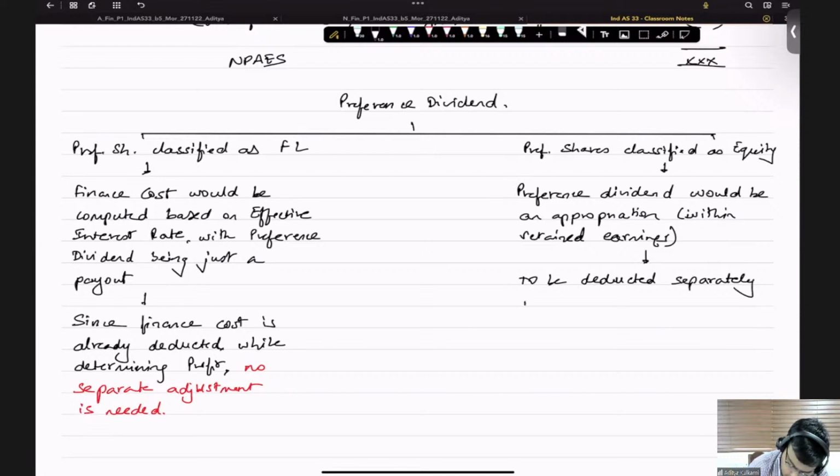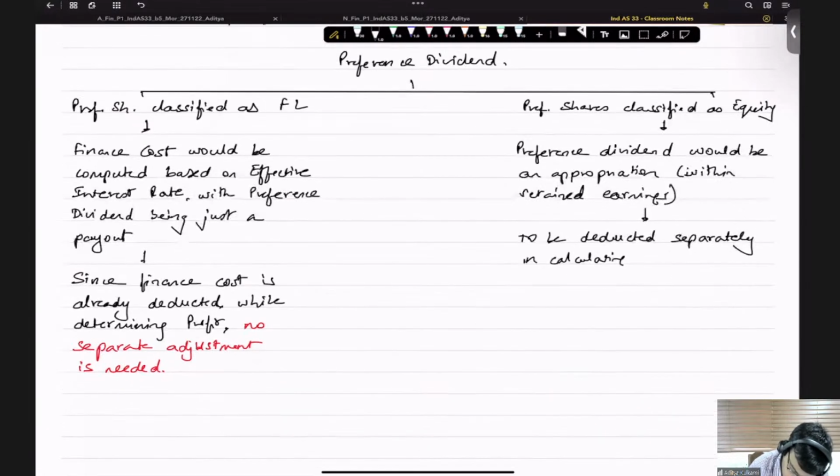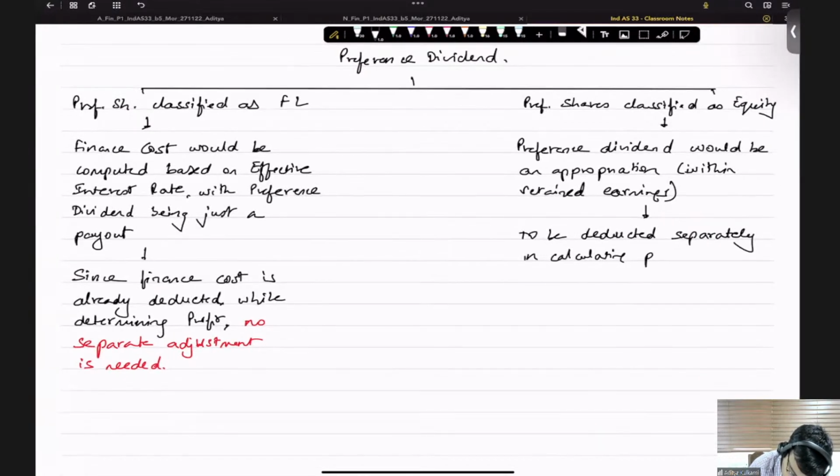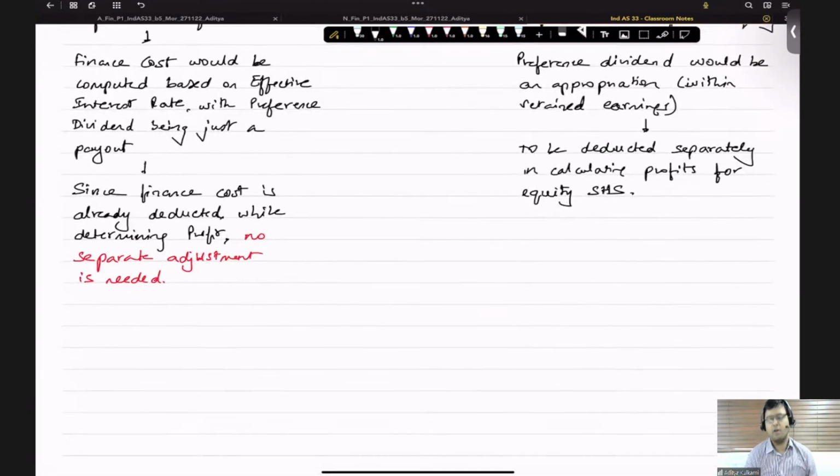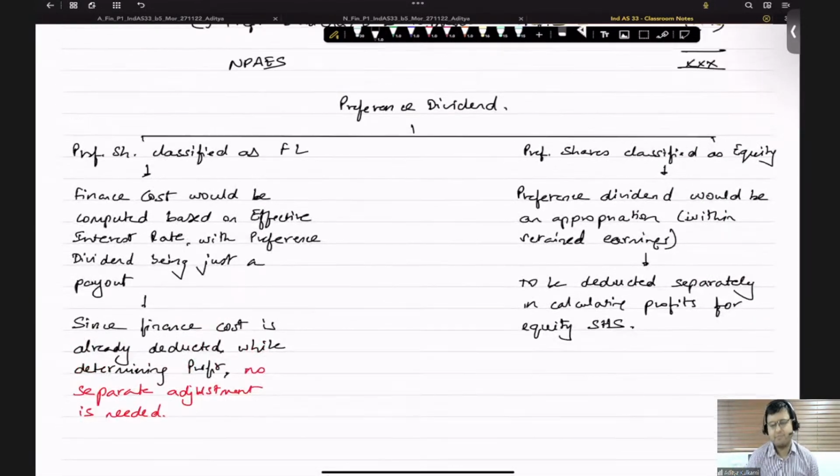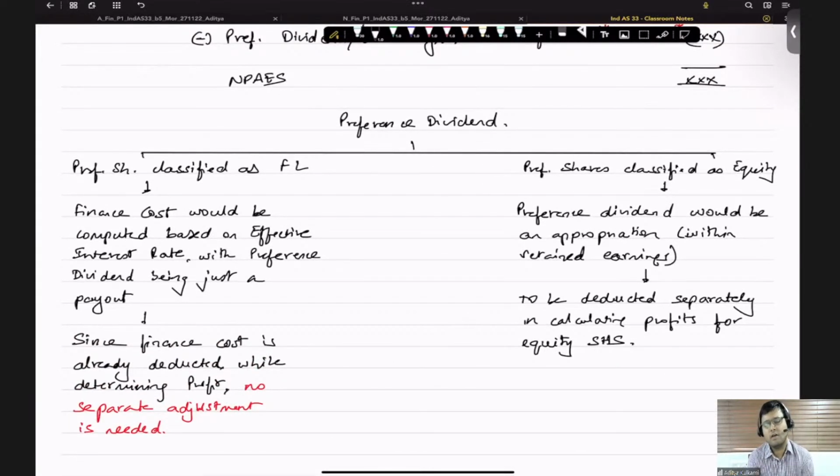Separately in calculating profit, in calculating profits for equity shareholders. For equity shareholders. Okay. Have you understood this part? Yes.